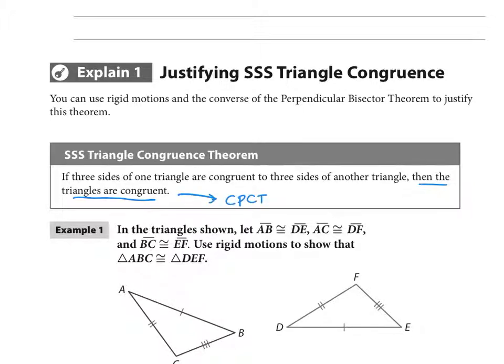to use CPCTC. Just to remind you that CPCTC is from lesson 20.1, which states that all the corresponding parts from congruent triangles are congruent. And there are 6 parts. There would be 6 corresponding parts between the two triangles.